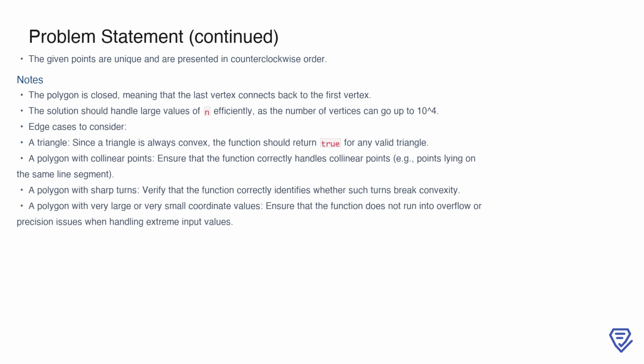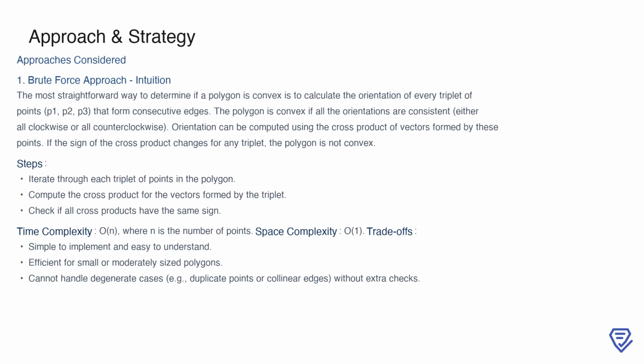To determine if a polygon is convex, we can consider a brute force approach that relies on evaluating the orientation of every triplet of consecutive points. The intuition behind this is that a polygon is convex if the orientation of all triplets is consistent, meaning either all clockwise or all counterclockwise.